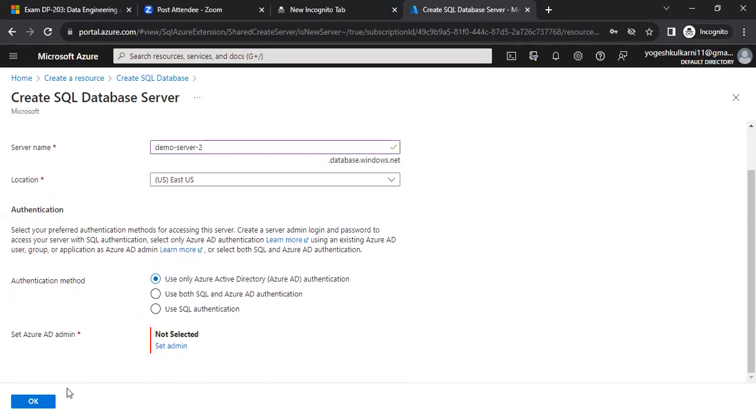And then the authentication method, and then you can create the local accounts as well.